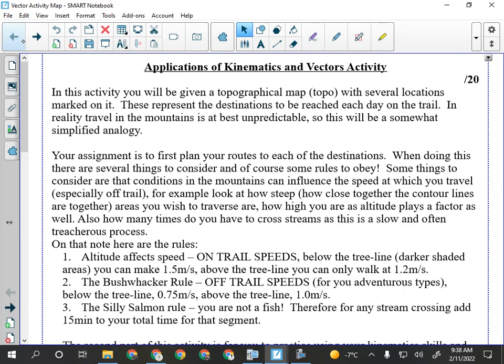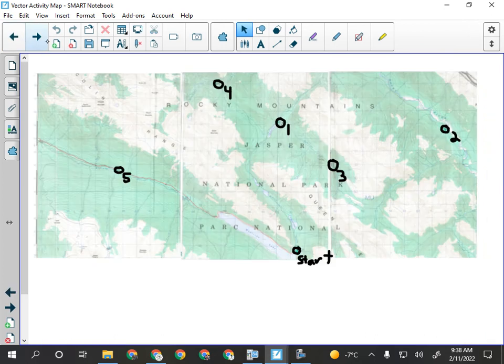So you're going to be given this topographical map with several locations marked on it. You're going to start here, and you're going to go to this spot, cabin 1, and then cabin 2, and then 3, and then 4, and then 5. So you're going to have to plan your route. You don't have a helicopter, so you can't just go yoink and draw a straight line from one to the other. It doesn't work that way.